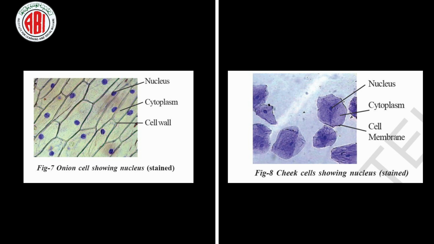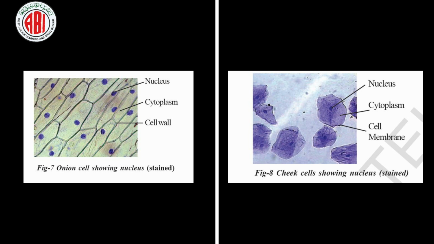The fluid present inside the cell is termed cytoplasm. In this fluid, the cytoplasm, the cell organelles, which are the internal parts of the cell, are floating. The cell organelles may be mitochondria, endoplasmic reticulum, Golgi bodies, lysosomes, ribosomes, and many others. This is about the onion cells.